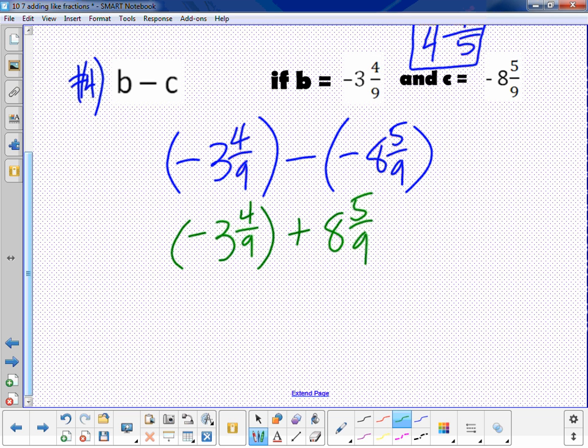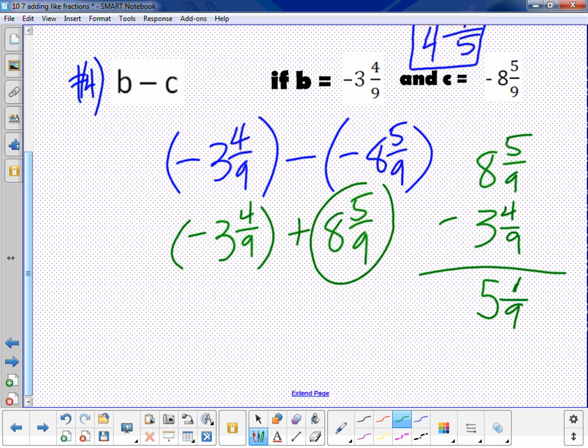Notice these numbers have different signs, so that means I subtract them. I'm going to come over here and write them vertically. You should do the same. I can do 5 minus 4, so I don't need to borrow here, and that's 1/9, and 8 minus 3 is 5. Notice 8 and 5/9 is positive, and it has the greater absolute value, so 5 and 1/9 is your final answer.